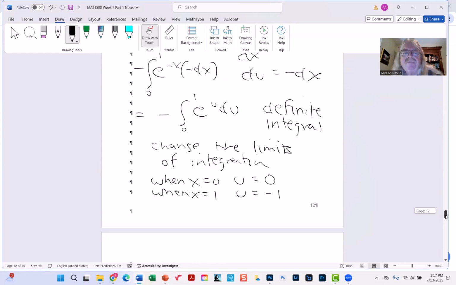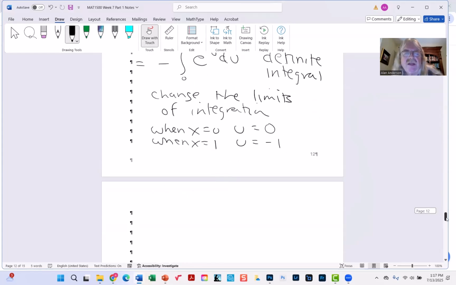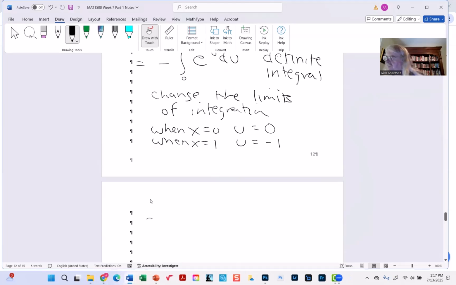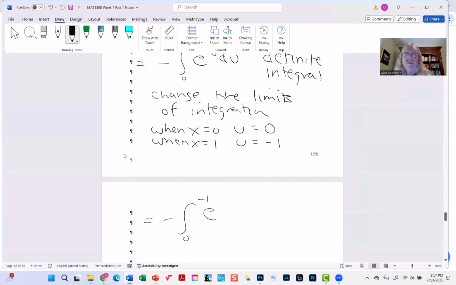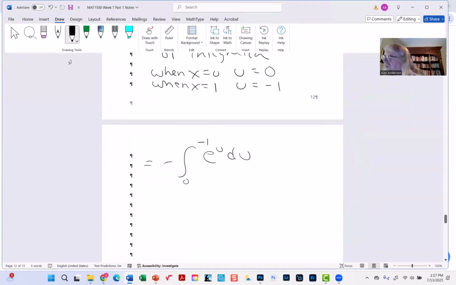Okay, so with the new limits of integration, we have e to the u du. And of course, as we've seen before, this is going to leave us with e to the u evaluated between 0 and negative 1.